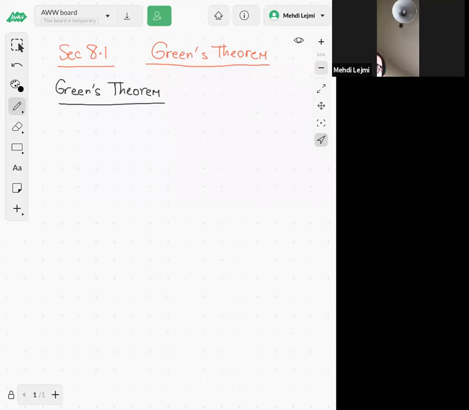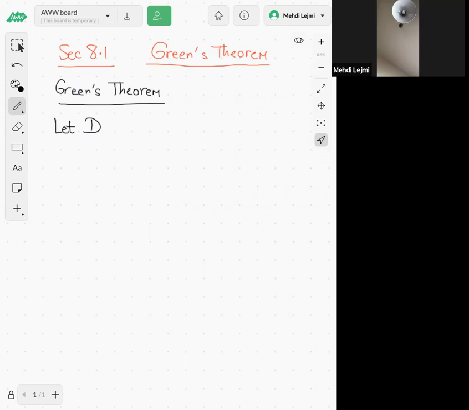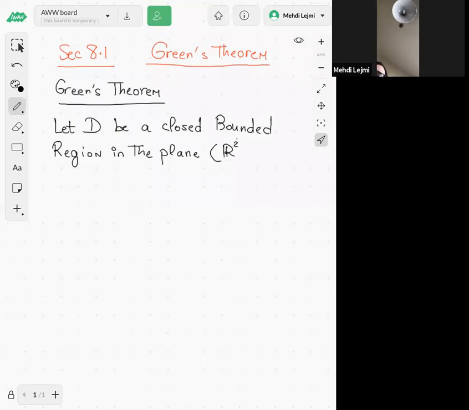So first we start with some region in the plane. Let D be a closed, bounded region in the plane. And when I say in the plane, of course, that's R2. And with boundary, so the boundary of this region D.